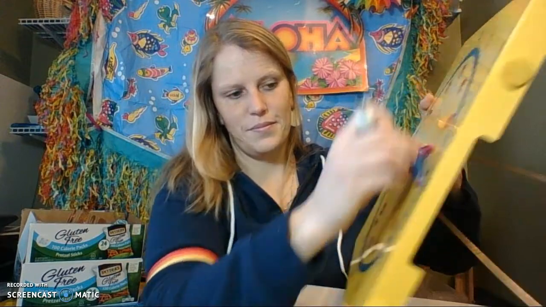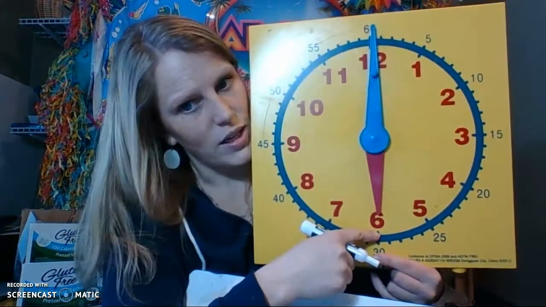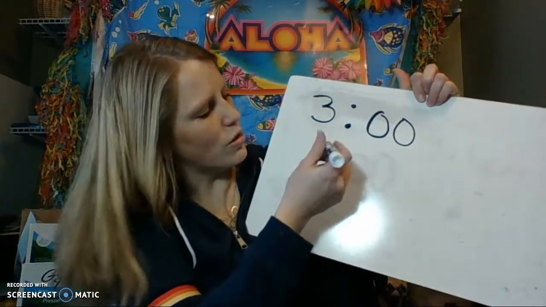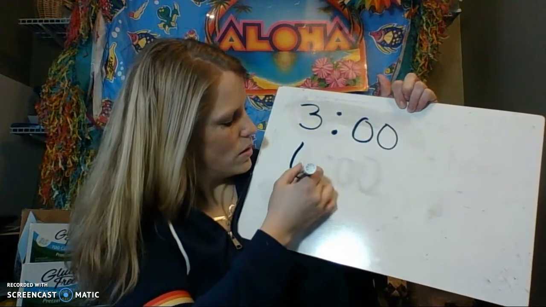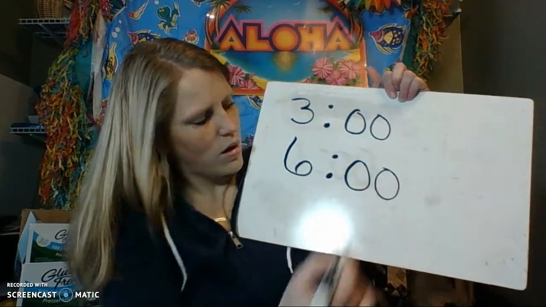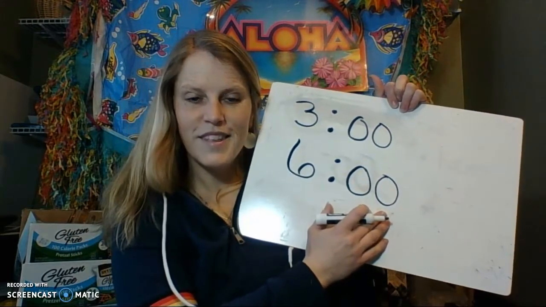So we're going to change our time. Oh, here we go. So remember, we start with the hour hand first. It's pointing at the 6. So it's 6 o'clock. So we'd write 6 o'clock like this in digital. We'd start with an hour. We do our 2 dots, and we'd say o'clock. 6 o'clock. Okay? So let's practice.